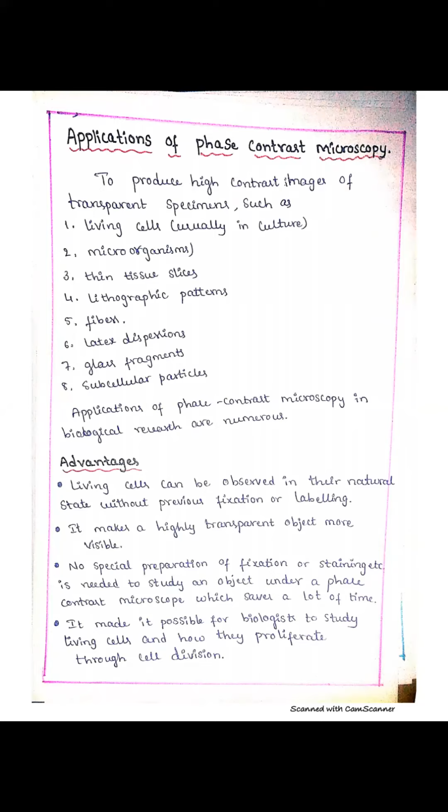Advantages: living cells can be observed in their natural state without previous fixation or labeling. It makes highly transparent objects more visible. No special preparation such as fixation or staining is needed to study an object in a phase contrast microscope, which saves a lot of time.